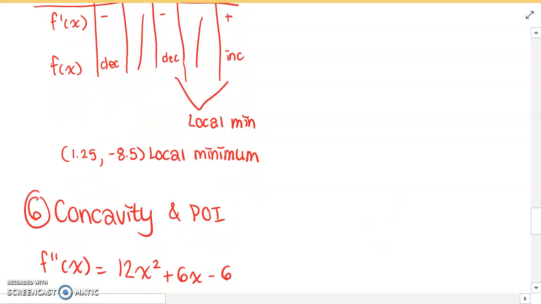So I ended up then plugging in 1.25 into my original f of x equation and solving for the y value, which ended up giving me -8.5. And that was my local minimum, because when going from decreasing to increasing in a graph, that is when you have a local minimum.